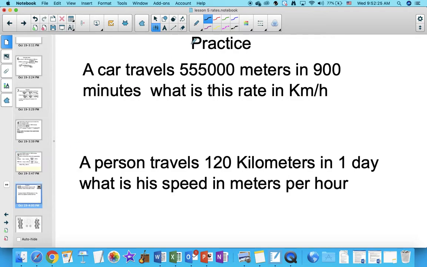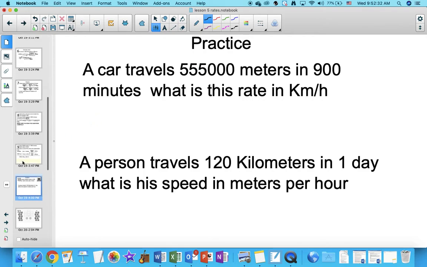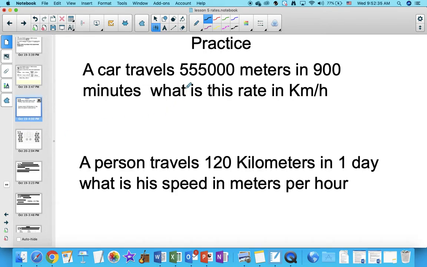So, a car traveled 555,000 meters in 900 minutes. What is the rate in kilometers per hour? Okay, well, I'm going to go 555,000, right? Well, I know that there are 1,000 meters in a kilometer. So I have to go 555,000, right? And these are our meters.